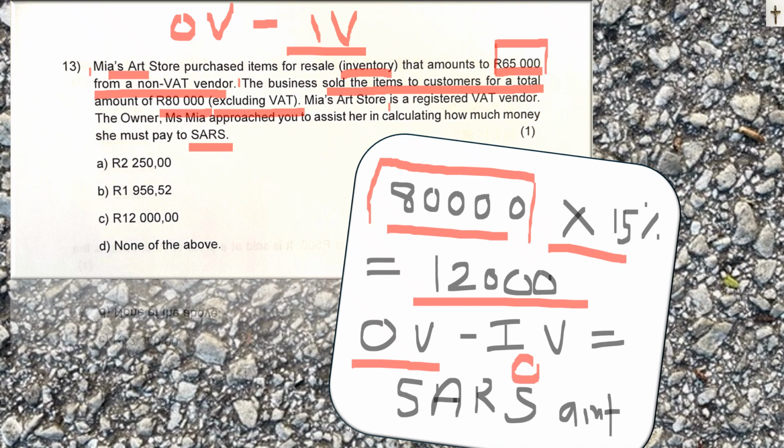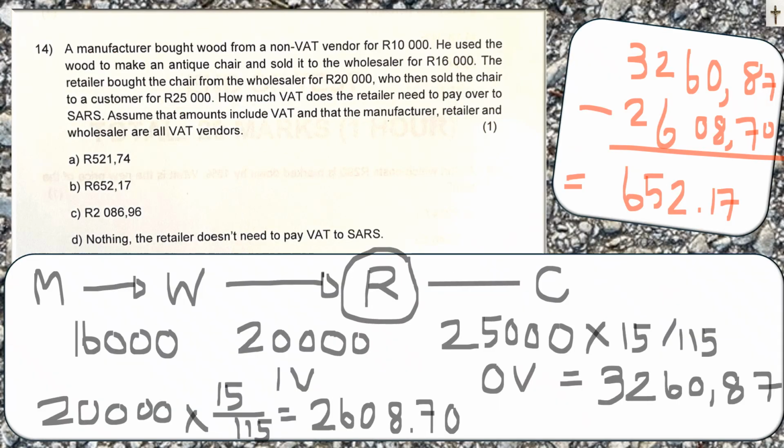So the output VAT is 12,000. The input VAT was 0 because Mia could not claim input VAT as she purchased stock from a non-VAT vendor. So the output VAT is 12,000, input VAT is 0. 12,000 minus 0 is equal to 12,000. That's what needs to be paid to SARS. The answer is C. Right, next one.